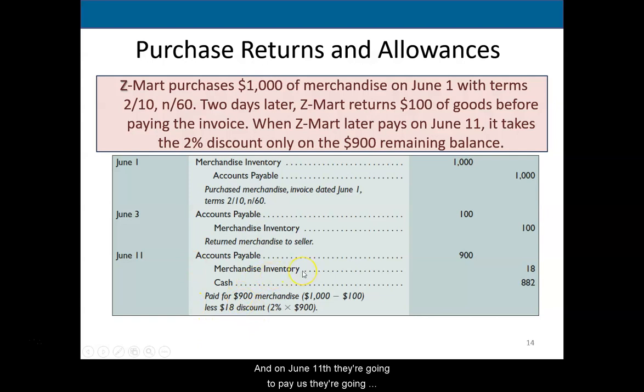And on June 11th, they're going to pay us. They're going to take advantage of the discount, but the discount is going to be 2% of $900, which is $18. So the remaining accounts payable, as we can see on the screen here, gets debited out. Merchandise inventory gets credited $18 for the discount, and they're going to give us cash of $882.